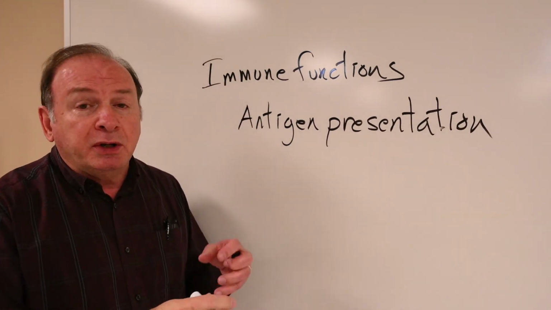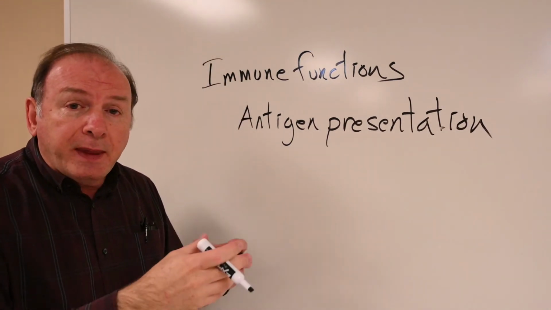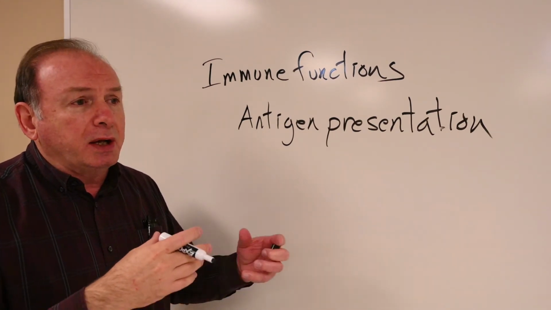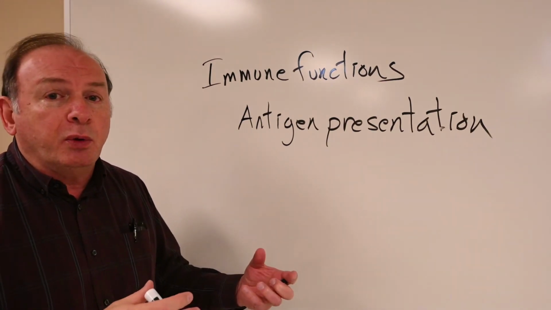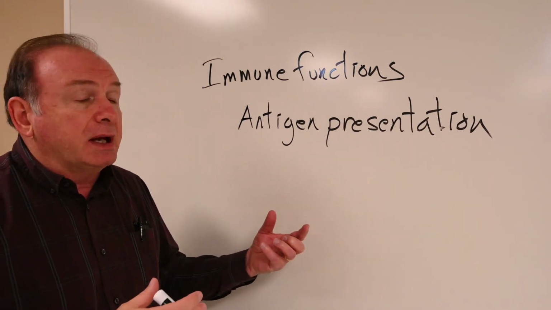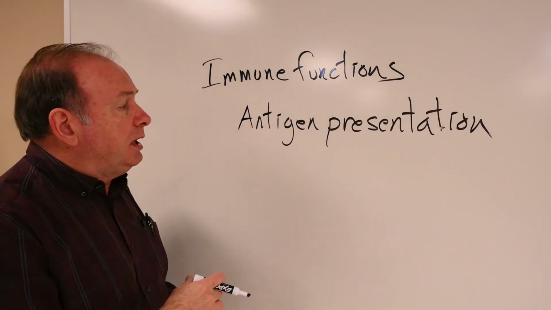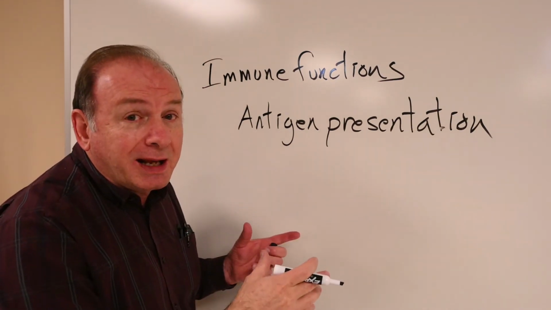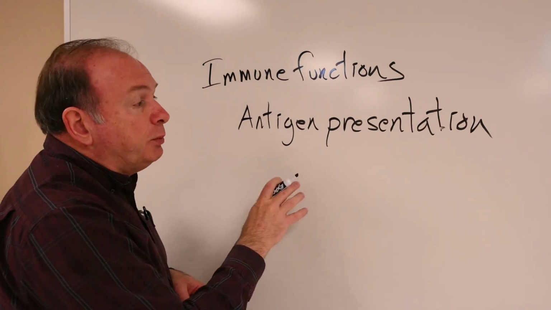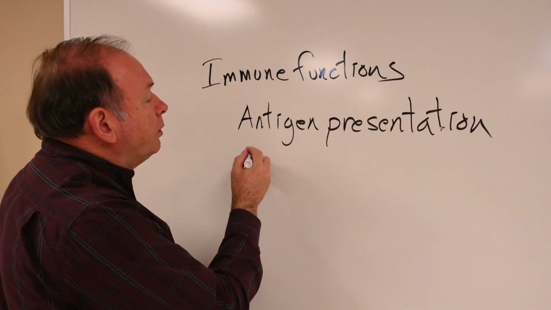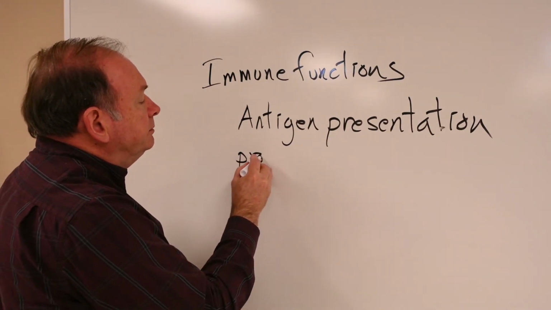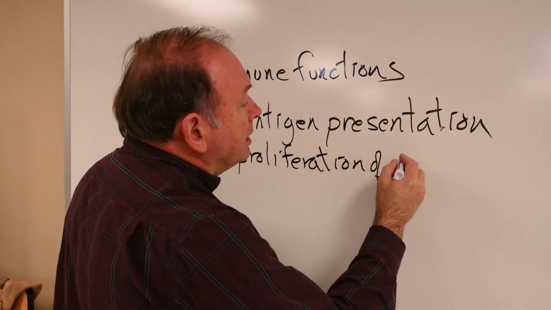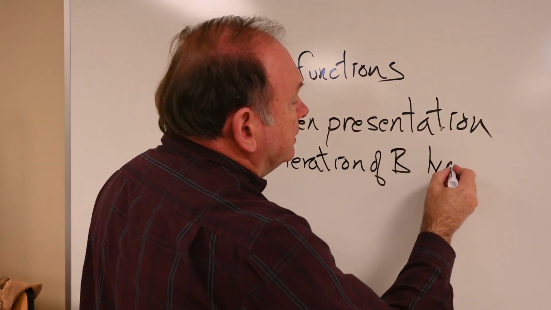as those antigens come into contact with certain cell types that can recognize foreign material, those cells start a process of antigen presentation to the white blood cells, the lymphocytes in there, that will initiate an immune response. So in addition to the recognition process, antigen presentation and recognition, we also see proliferation of B lymphocytes.